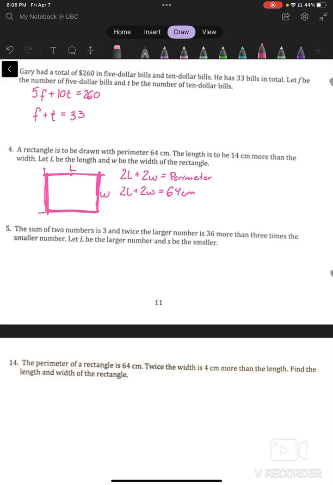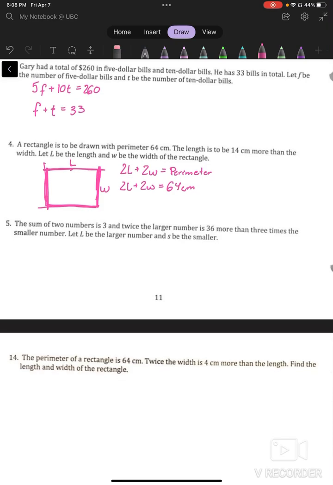So 2L plus 2W equals 64 because the perimeter is equal to 64 centimeters and L is the length and W is the width. It's also telling you that the length is to be 14 centimeters more than the width. So the length is 14 centimeters greater than the width. So this is how you'd set it up. Those are your two equations for number 4.